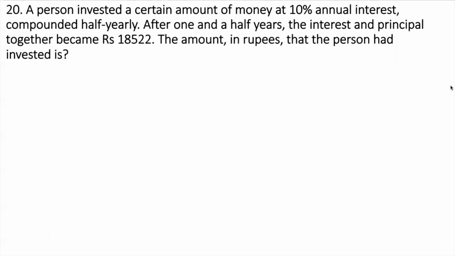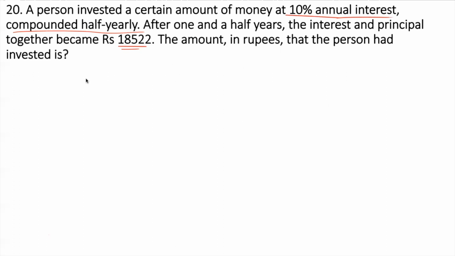All right, so this is one question based on compound interest, which you can just pause and try. A person invested a certain amount of money at 10% annual interest, compounded half yearly. After 1.5 years, the interest and the principal together become 18,522. The amount in rupees that the person had invested is.